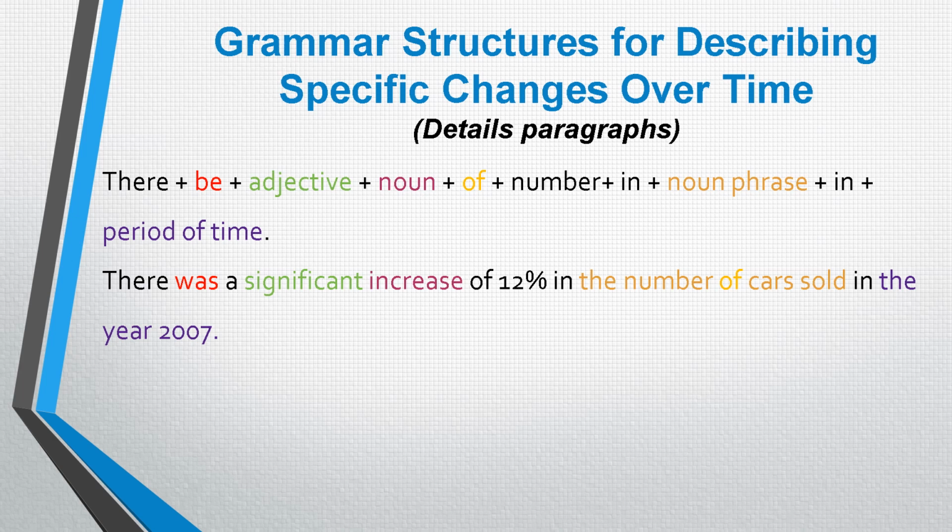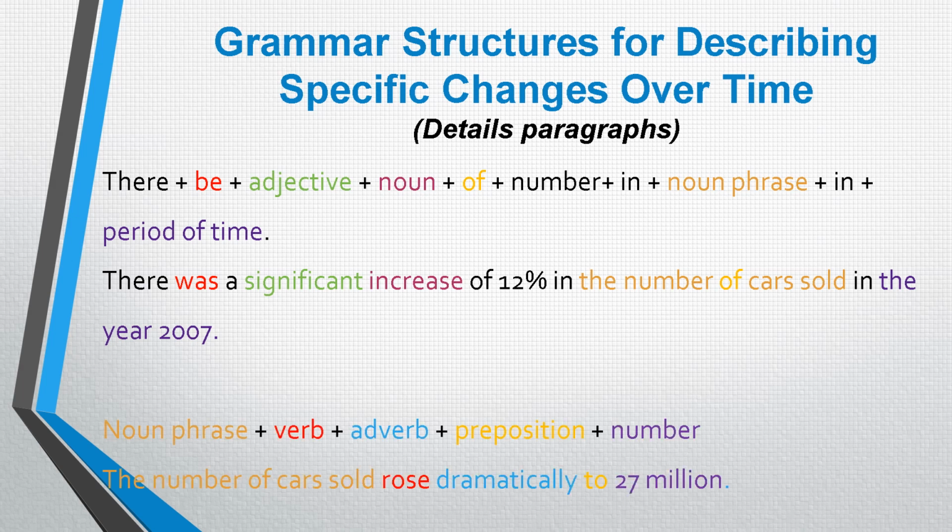So there's our example. And another way to do it could be noun phrase plus verb plus adverb plus preposition plus number. The number of cars sold rose dramatically to 27 million. So that's an alternative way to describe specific changes over time. And obviously you could change any of those verbs, adverbs, to other ones from those lists that I showed you to give the meaning that you want or that suits the question.